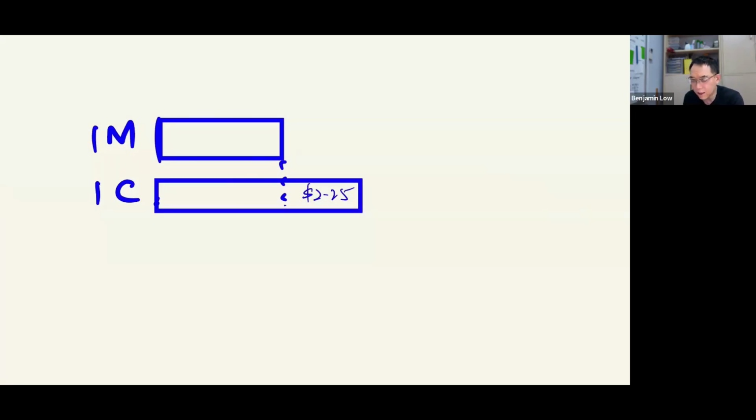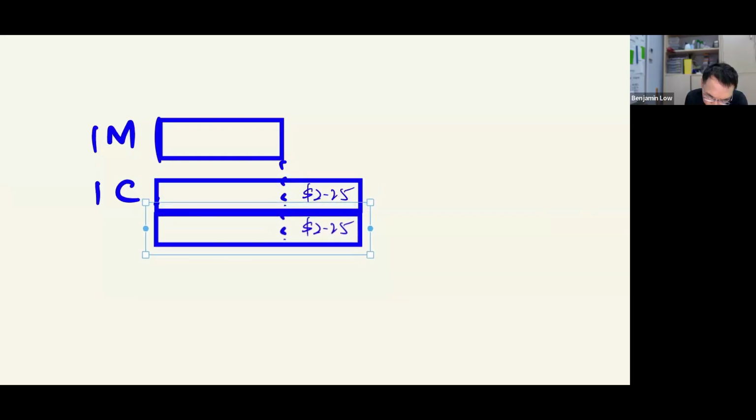Got it? I need 3 more because I need 4. So I got 1, I need 3 more, right? Okay, so I'm gonna need 3 more. I'm just gonna copy and paste this, but you can just draw it, okay?